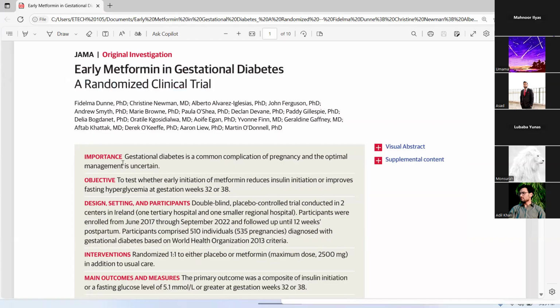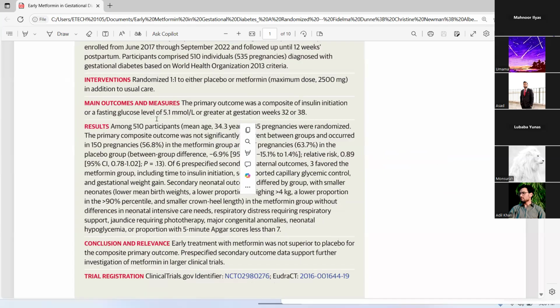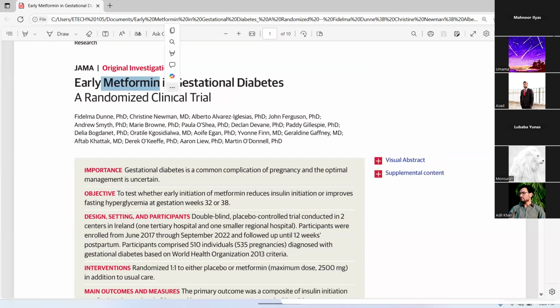Now, I can see the objective of this study: to test whether early initiation of metformin reduces insulin initiation or improves fasting hyperglycemia at gestation week 32 or 38. This is the objective of my study. And you can see again from here, it is a double-blinded placebo-controlled trial. So the third thing I got from this is that my intervention is metformin, the patient population is gestational diabetes, and it is placebo-controlled. The control group is placebo. I can check my PICO directly from here too.